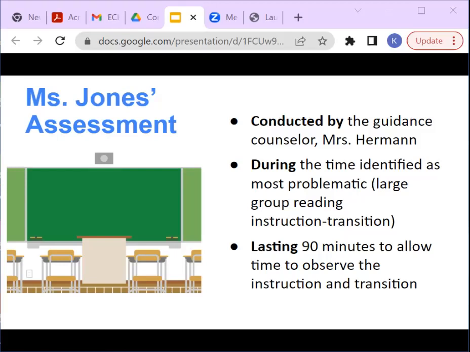In talking through when Ms. Jones had the most concerns during the day, when the most challenging behaviors were happening, so that they could identify the best time for the observation, they decided it was primarily during her reading group, and generally on the days when they did a large group instruction, and also during transition times before and after. So they agreed on a 90-minute observation period, which was longer than we would normally get to have, but it was necessary in order to see the transitions on both sides of the large group reading instruction.